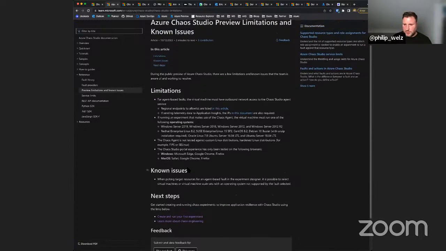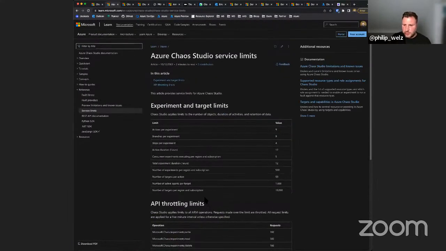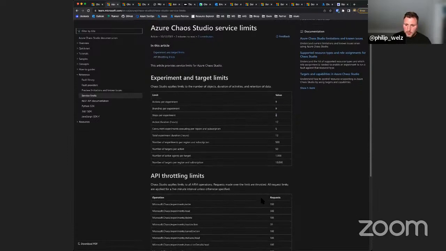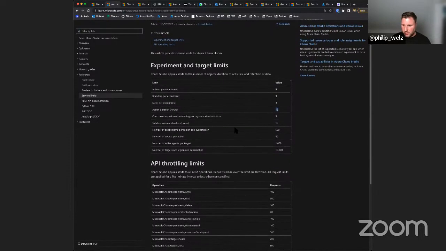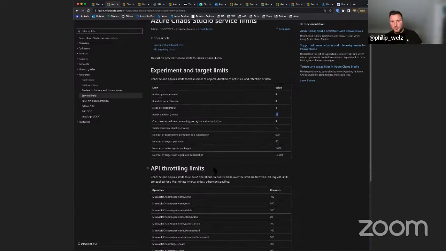I think there are always some limitations on Windows, as we know. But more interesting are the service limits. We can have nine parallel branches, and we can only have four steps as of now. So four steps one after the other and nine branches in parallel. We can only let our action run 12 hours. That's it. You can check the limits if you're interested.